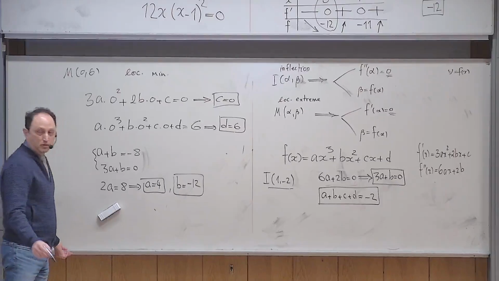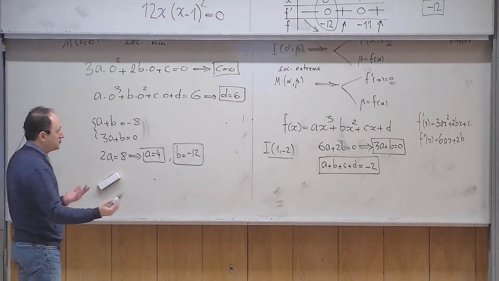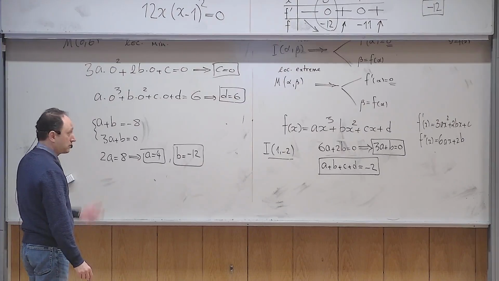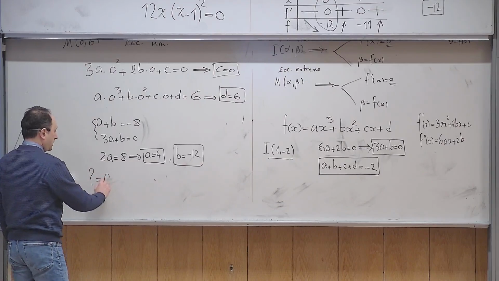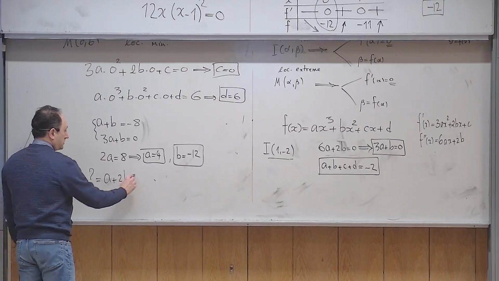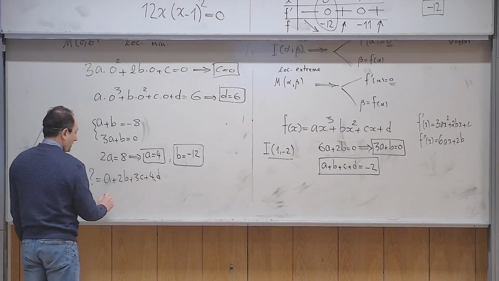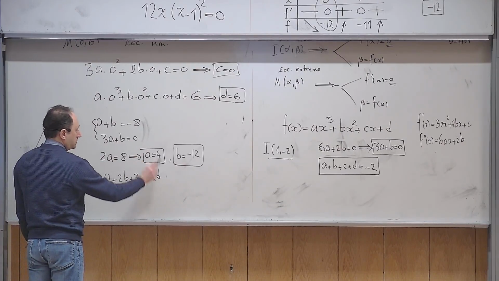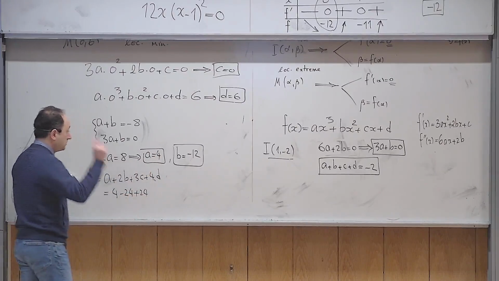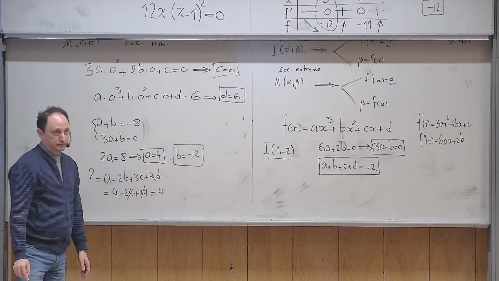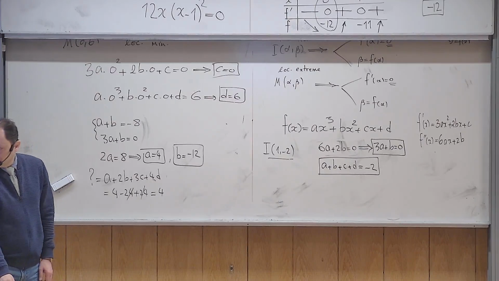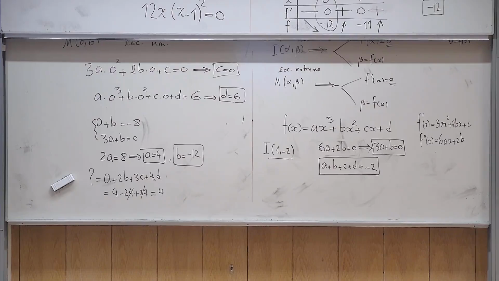Yes, that's it. But the question mark, because this is autocorrection, I am just writing something that the system can correct. But this is the end of the problem, essentially. So the question mark is a plus 2b plus 3c plus 4d. a is 4, 2b is minus 24, c is 0, d is 6. Am I right? So the answer becomes what? Okay. Any questions? Okay, good.